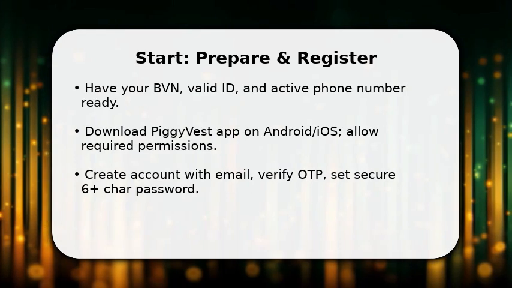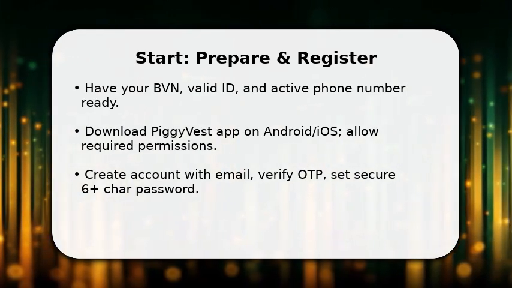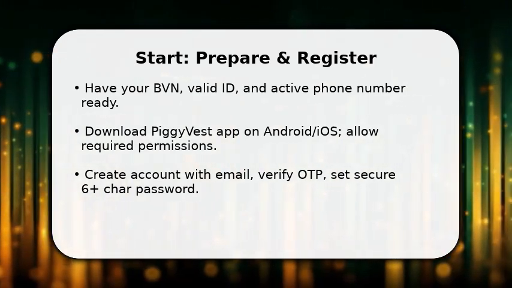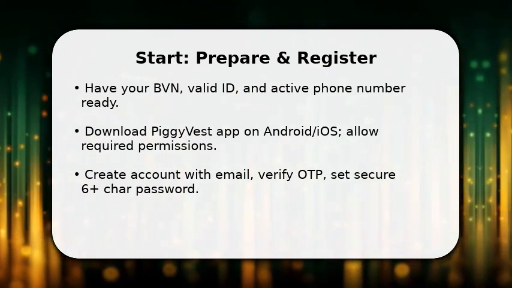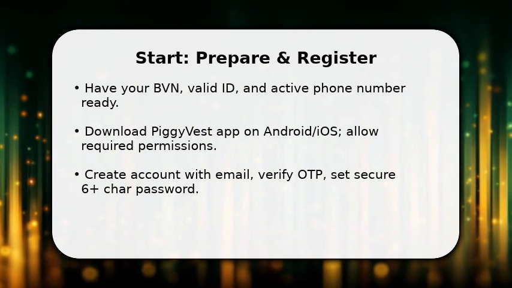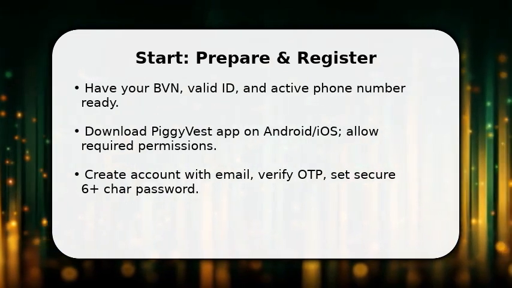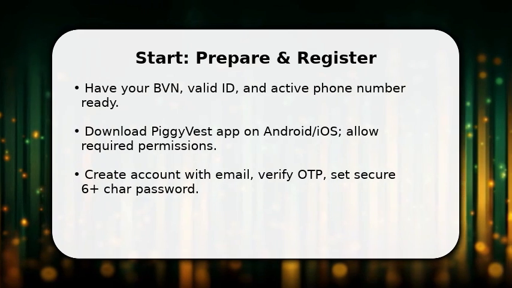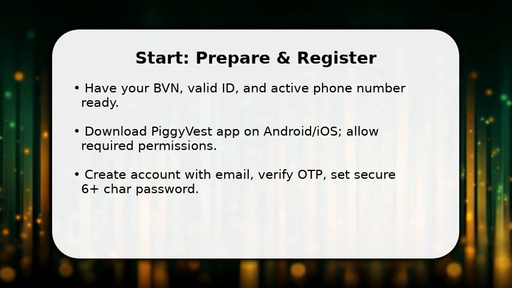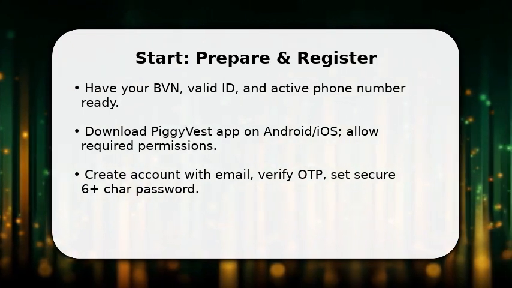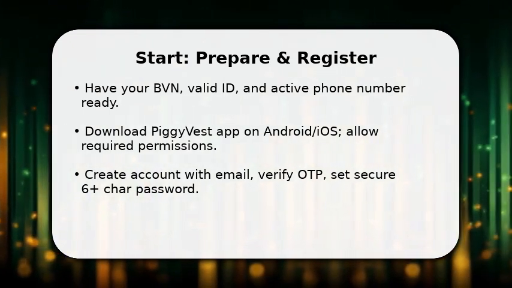You begin by preparing the essentials: BVN, a valid ID, and the phone number linked to your bank. Open the Piggyvest app and register with your email. Enter the OTP sent to your phone to verify. Once done, choose a strong password and enable biometric login if available so you save time next sessions. You do this now because secure access prevents future delays.